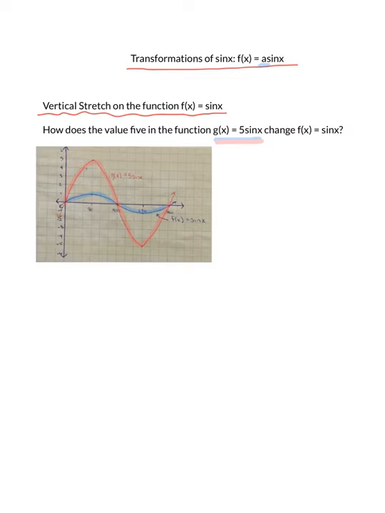You're probably wondering what this 5, or what this A of 5 changes. So the first thing that it changes is that everything is multiplied by 5. And when I say everything, I mean all of my y values. Now, this obviously means that my amplitude is now 5.